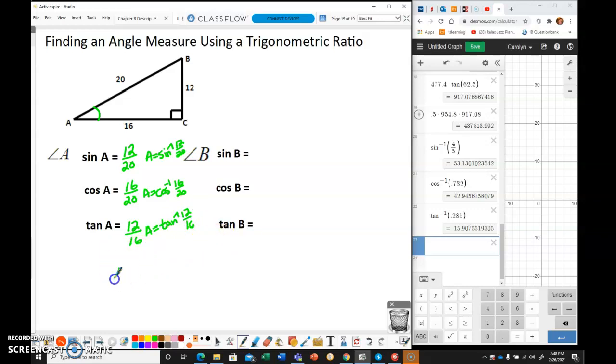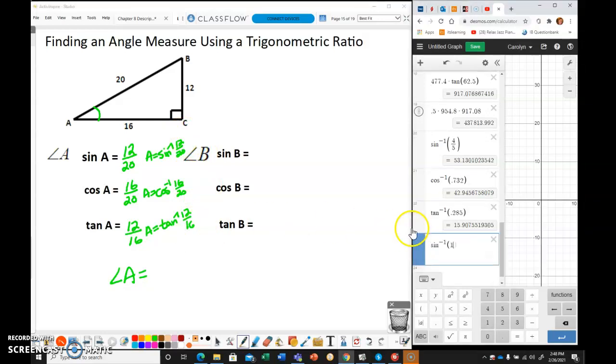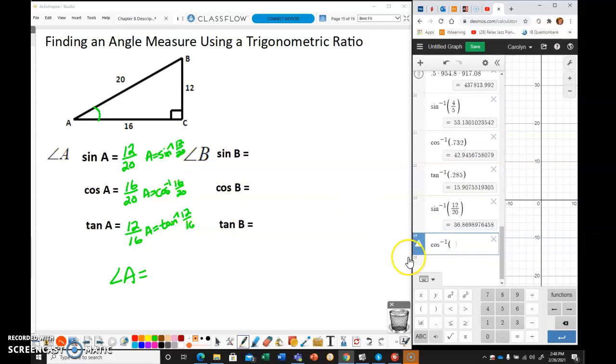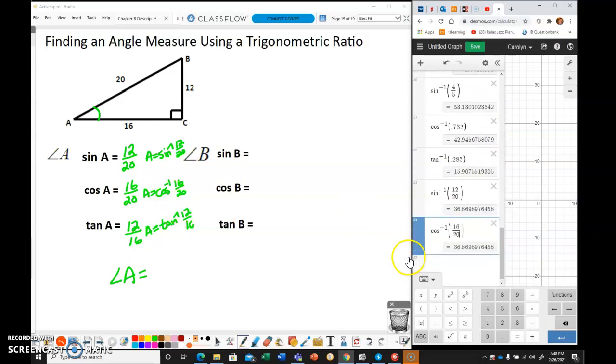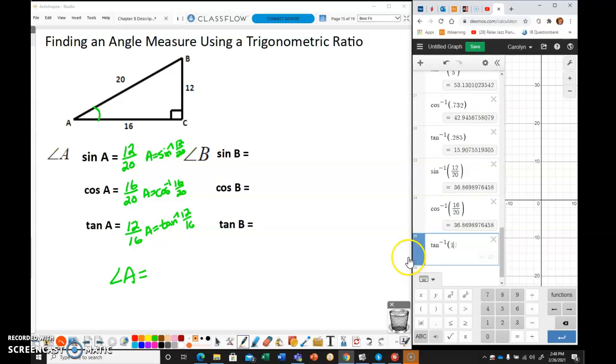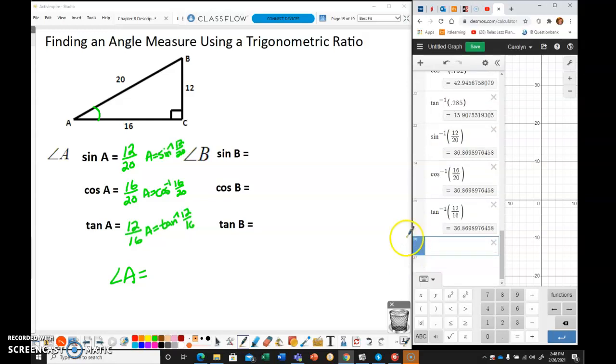And all of those should get me what angle A equals. They should all be the same. So let's try the inverse sine of 12/20 and the inverse cosine of 16/20. We're talking about the same angle. It should be getting us the same angle. And the inverse tangent of 12/16. See, it gave us the same angle every time. So that tells me that angle A is 36.9 degrees.